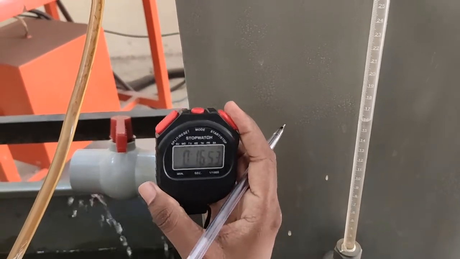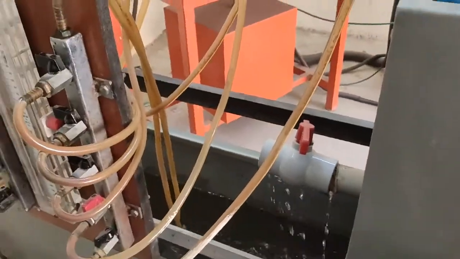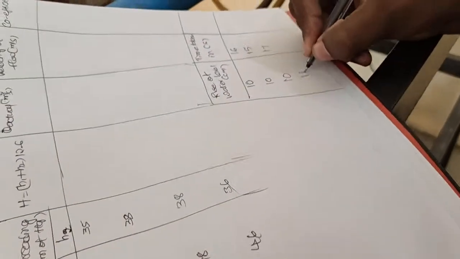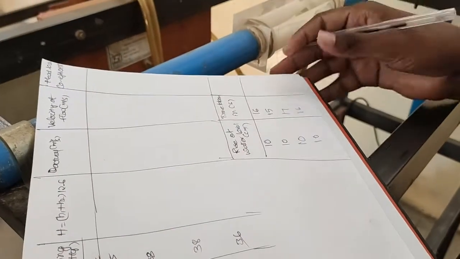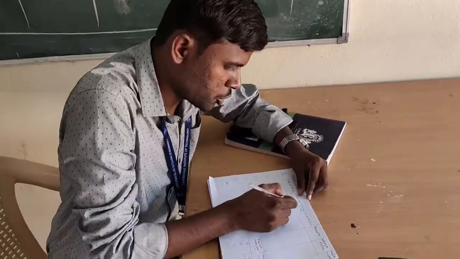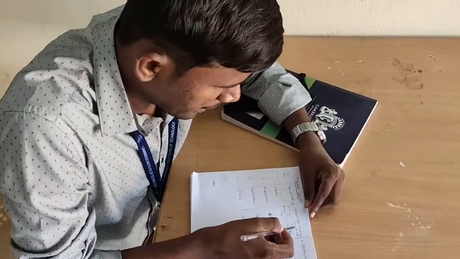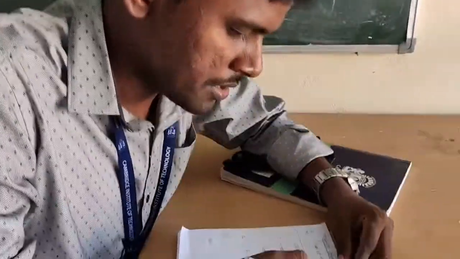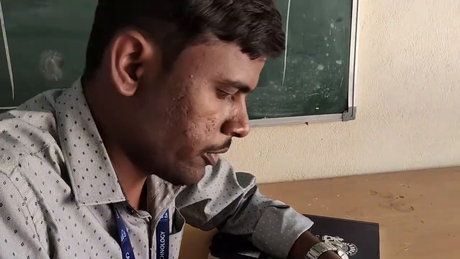Yes, you can see 16 seconds again here. So 16 seconds. We have taken the readings for four sections. Now you can go for the calculation of H1 and H2. So it is a manometer reading. The differential manometer readings we have taken in millimeters of mercury.